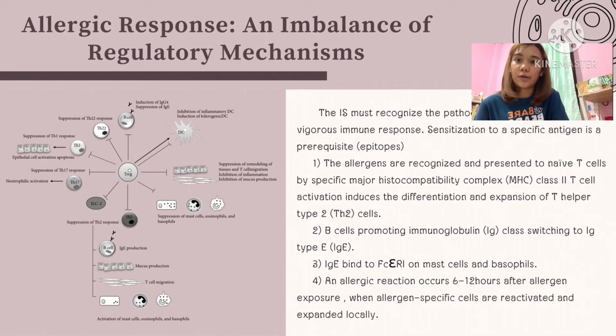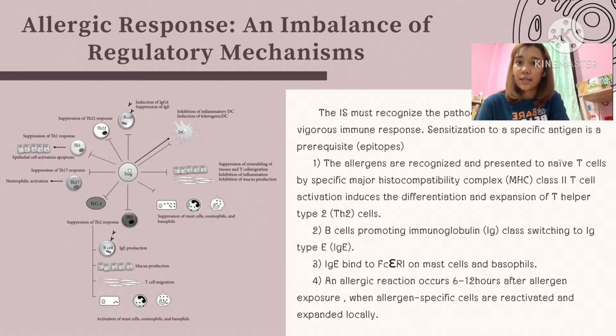In this slide, I will talk about allergic response and imbalance of regulatory mechanism. The immune system must recognize the pathogenic stimuli and induce the vigorous immune response. Sensitization to a specific antigen is a prerequisite, or epitope. The first step, the allergens are recognized and presented to naive T cells by specific major histocompatibility complex, MHC class II. T cell activation induces the differentiation and expansion of T helper type 2 cells.